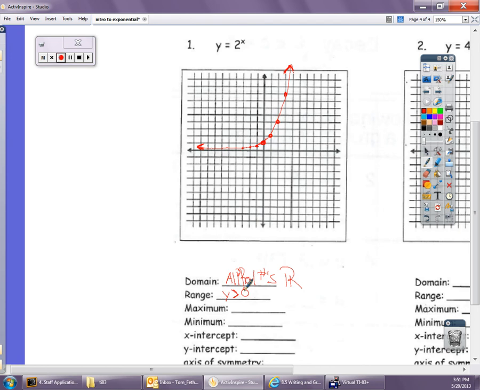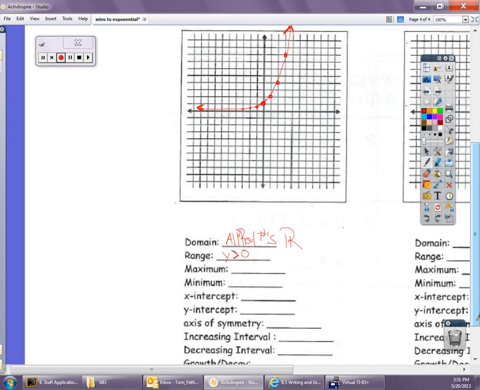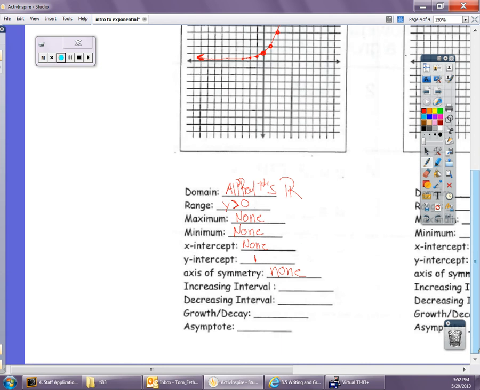Now, compared to our quadratic functions, exponential are a lot easier because this graph never has a maximum, never has a minimum. The x-intercept, it never crosses the x-axis. The y-intercept, we know that the y-intercept is 1, and it doesn't have an axis of symmetry. And then when we look at increasing or decreasing intervals, we know that this graph is always increasing, so it's always increasing over the interval of all real numbers.